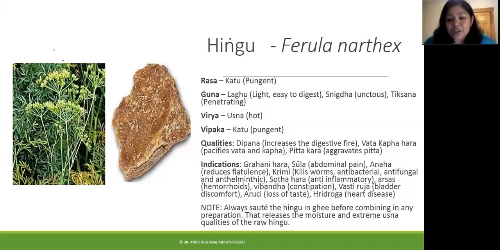So this also is used again in Vasti Ruja, because it helps with all Apanavata related issues. It also helps in aruchi, or loss of taste, and also hridroga. And note again, always saute the hingu in ghee before combining with other preparations. Okay. So that's for hingu.